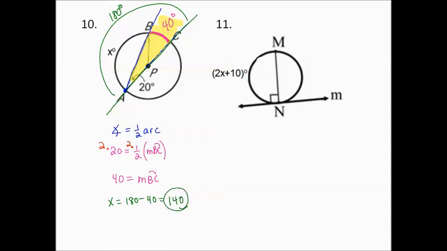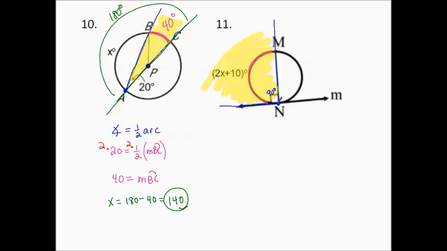Let's look at number 11. This arc has a measure, 2x plus 10 degrees. This angle has a measure. It's made by a tangent and a chord, but I always extend the sides of the angle so that I can see the intercepted arc. Use my flashlight, see what's inside the angle, and I see the intercepted arc right here. The angle in that corner, that's a right angle, so that's a 90 degree angle.